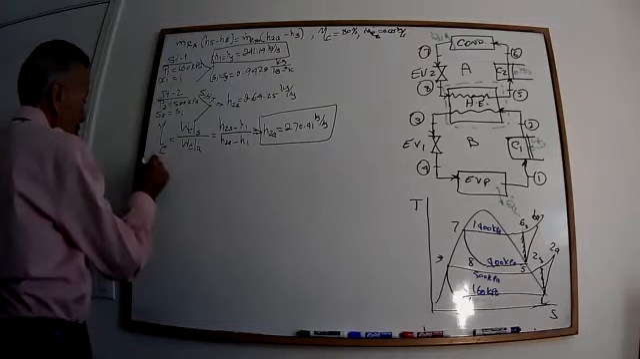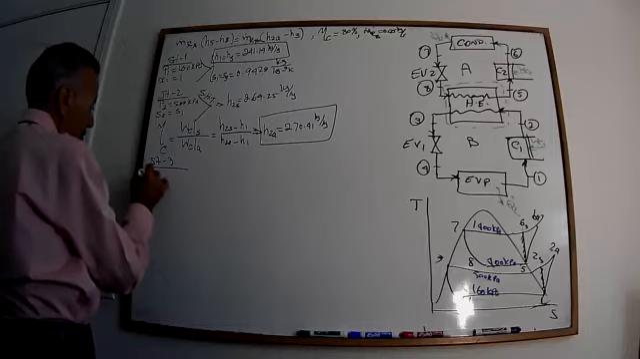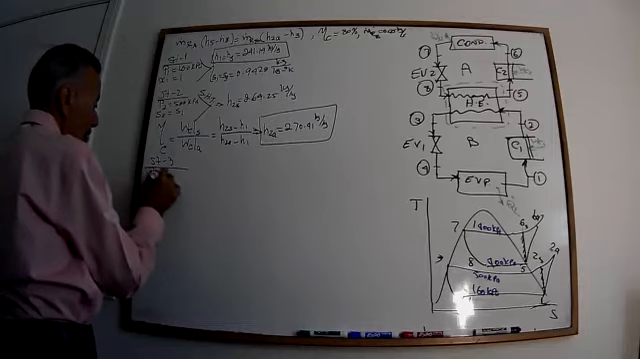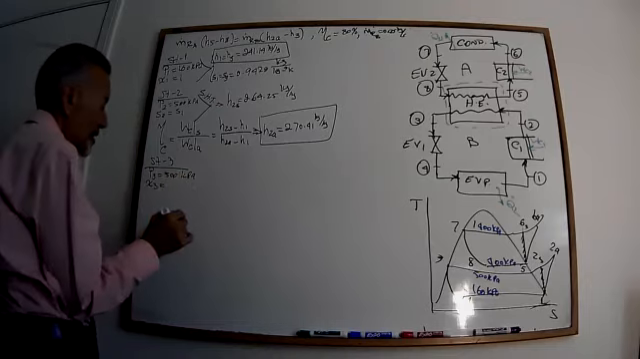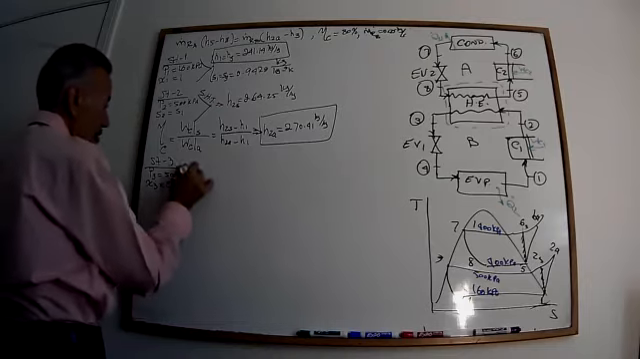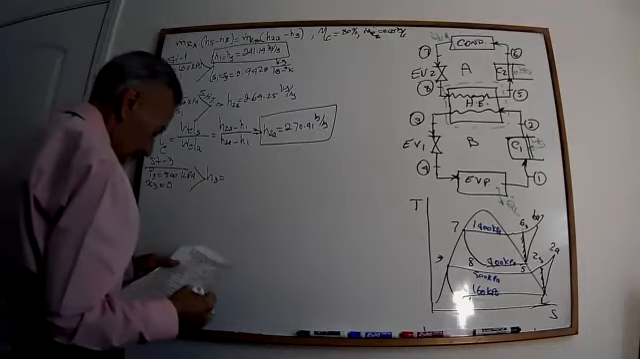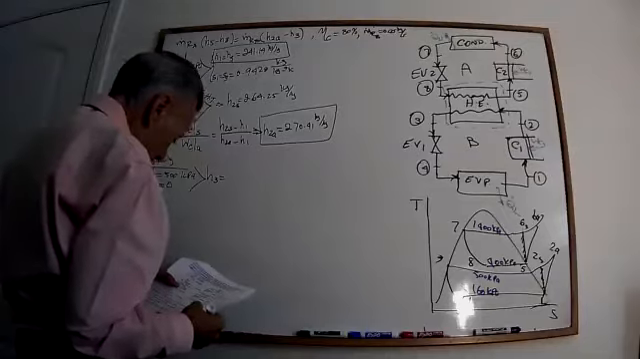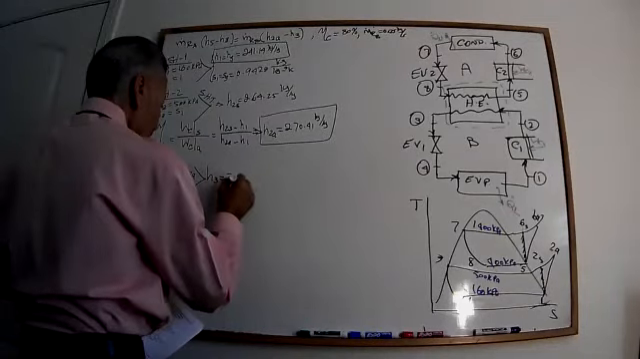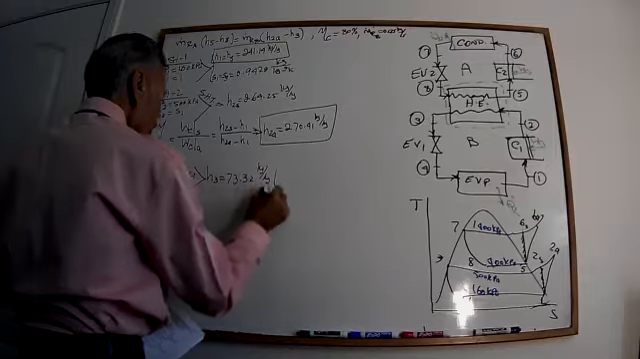Now we go to state 3. At state 3, I have P3 equal to 500 kilopascal, and X3 being on the saturated liquid line is equal to 0. So this time I find the value of H3 to be 73.32 kilojoule per kilogram.